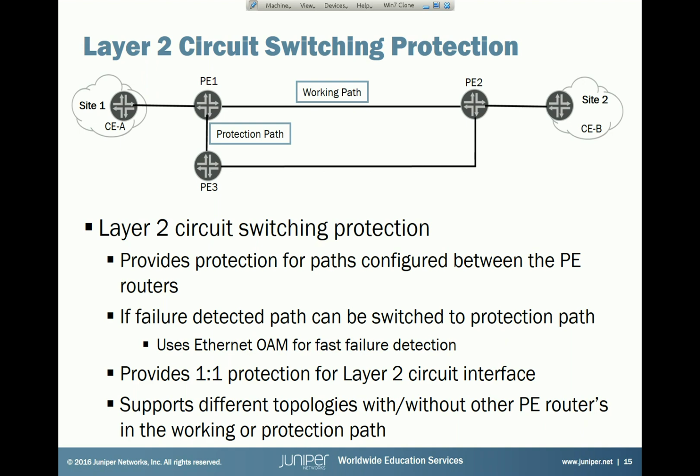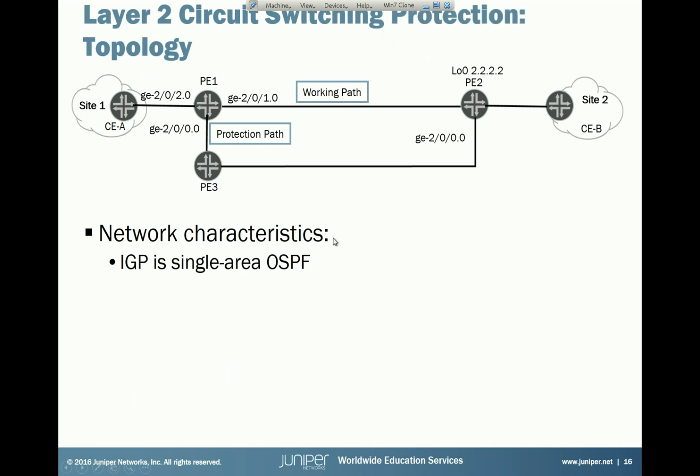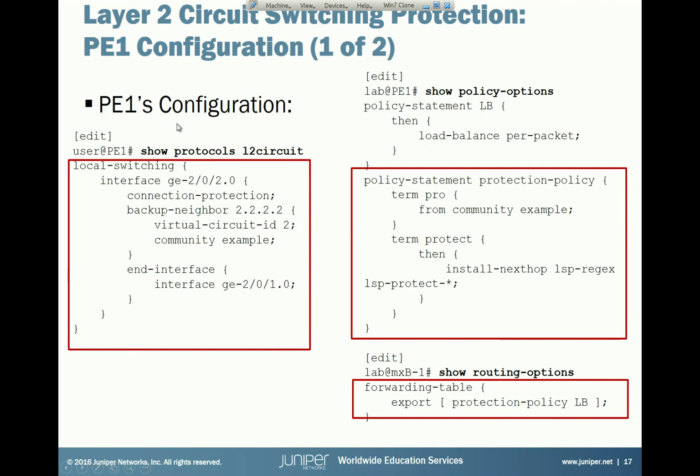One last thing. In order to detect failure, I need a way of checking that I can actually go from PE1 to PE2, especially if you have switches in the path. You will need to enable Ethernet OAM. So this is the idea. The IGP is single area SPF. The IGP should actually be only in this area here. It's not going to be between PE1 and PE2 on the working path. It's going to be on PE3.